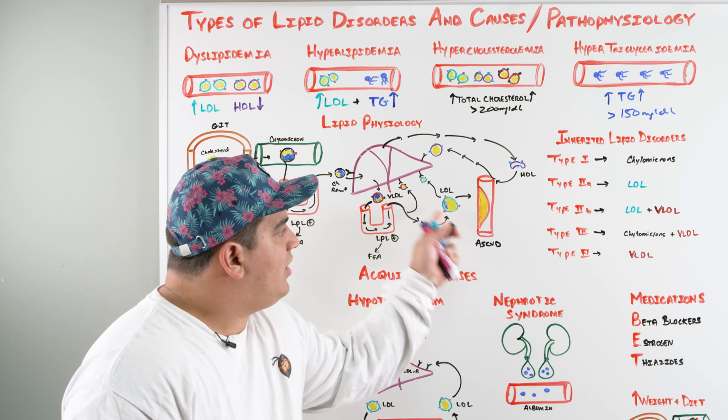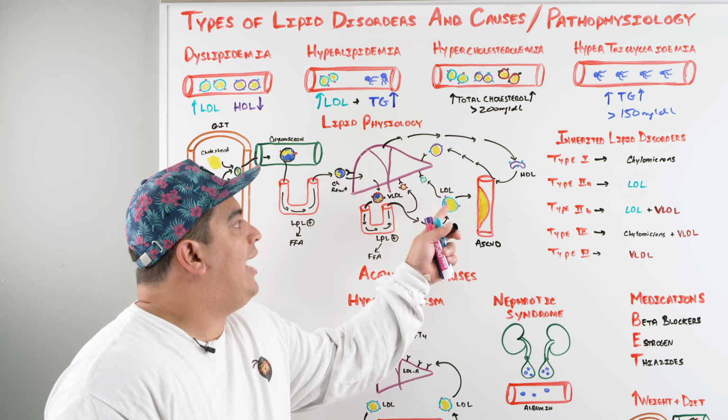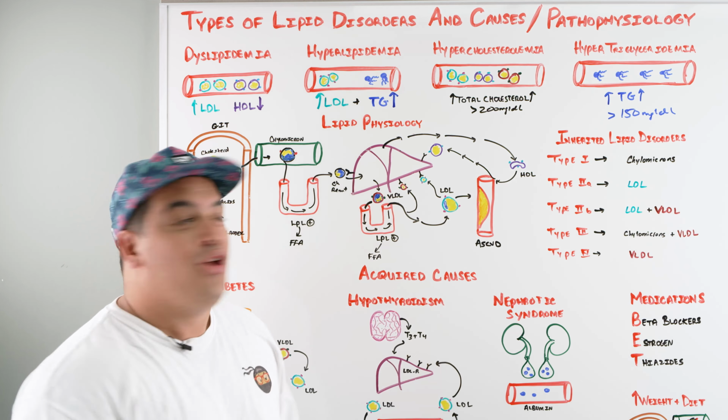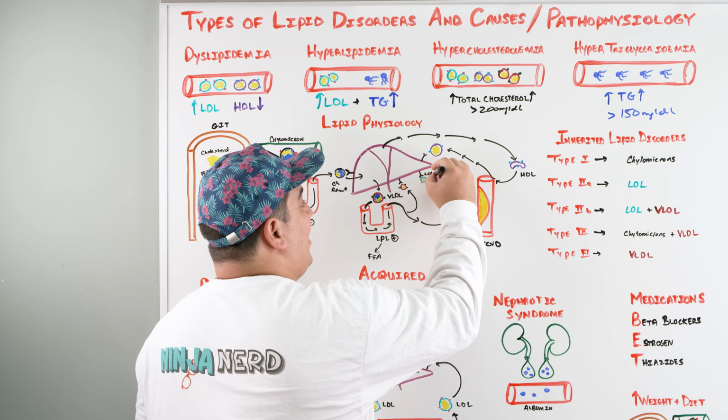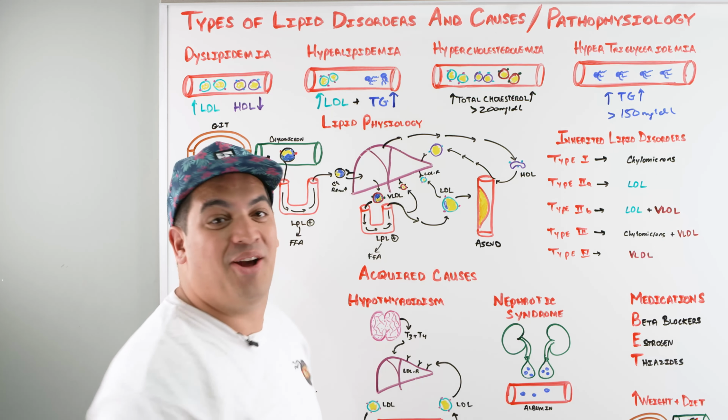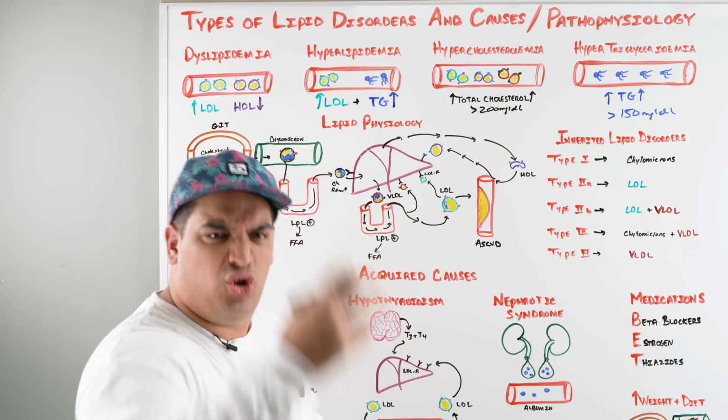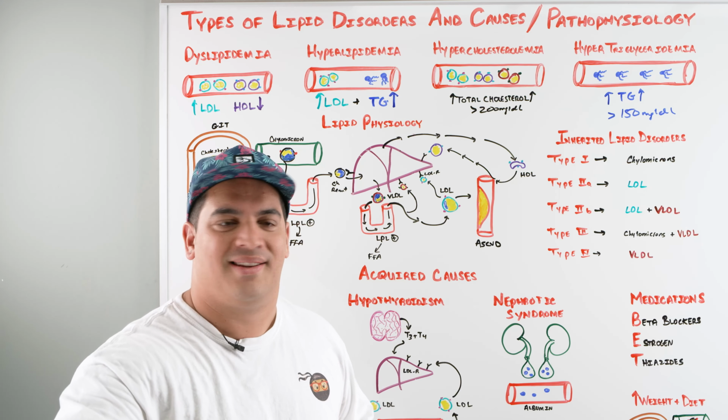The other thing is, once the LDL can do that, it can also take and bring some of the cholesterol back to the liver, where it binds onto these things called LDL receptors to help to bring some of the LDL back into the actual liver, and it'll use some of the cholesterol to make more lipoproteins.